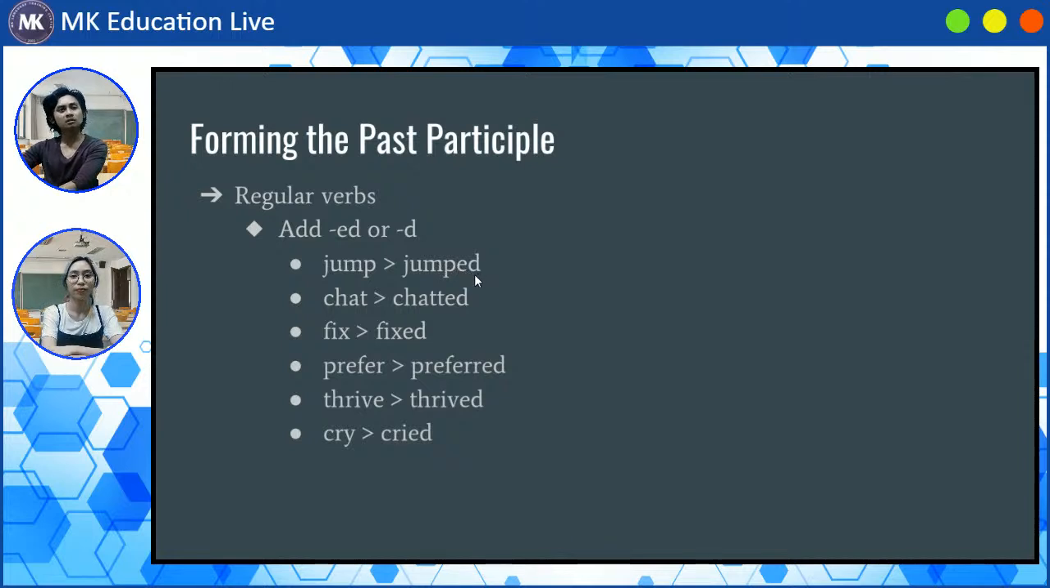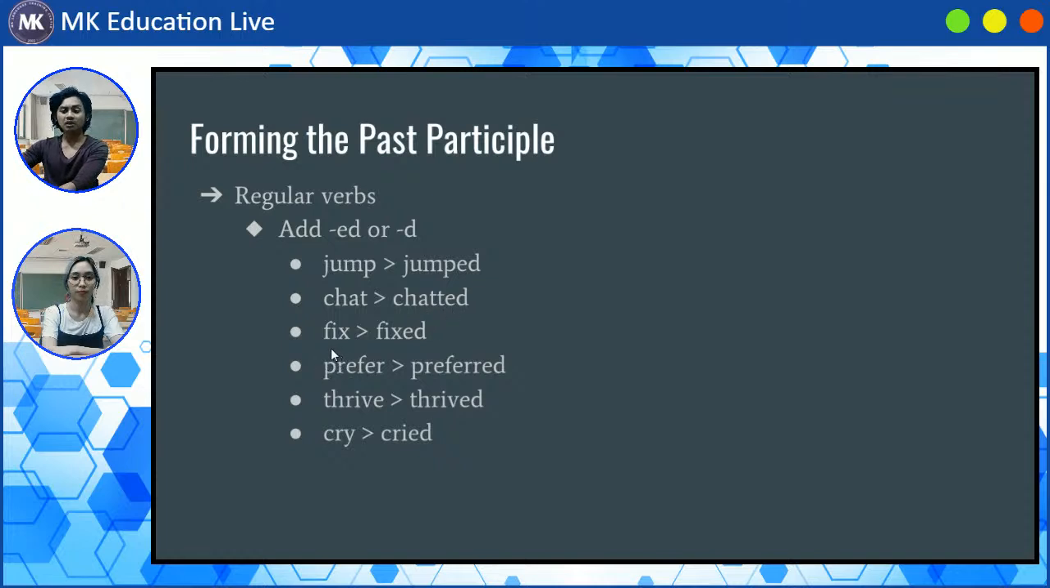But there are some verbs that are single syllable, like chat, and they follow the format vowel then consonant. It is a single syllable, I mean, and it follows the format vowel consonant. You have to double the last consonant and add ed. So chat, chatted, two t's.